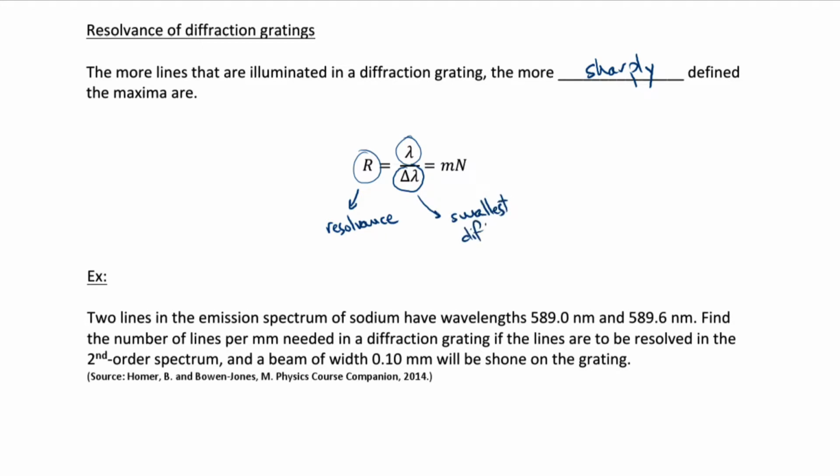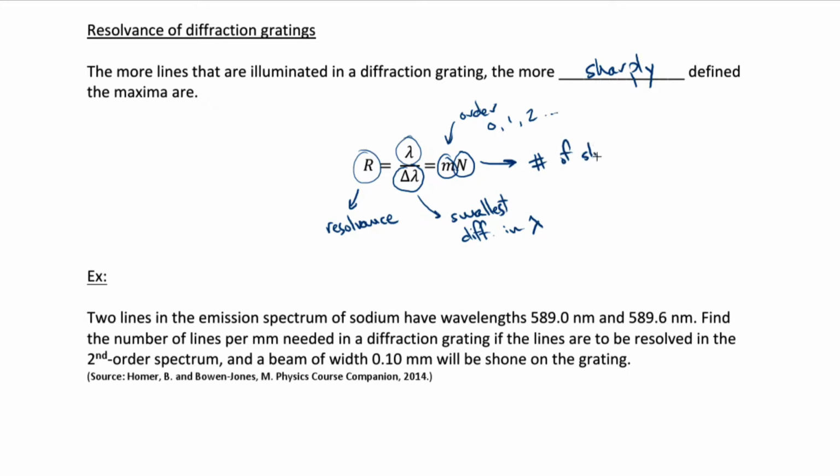So it's the smallest difference in wavelength that we can tell as two separate lines in the spectrum that we see. m here is the order, so we're using lowercase m instead of lowercase n, but it means the same thing: 0, 1, 2, 0 being the central bright fringe, etc. And we're using m because we've got an N right here, and capital N is the number of slits illuminated.